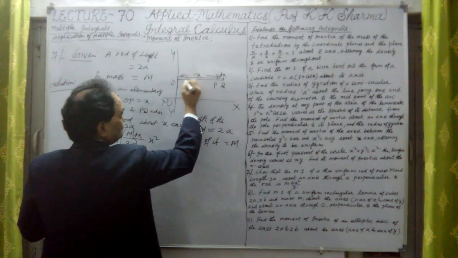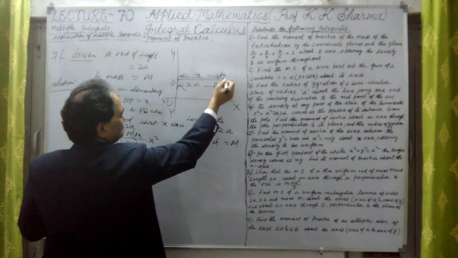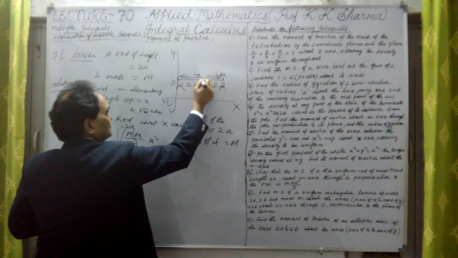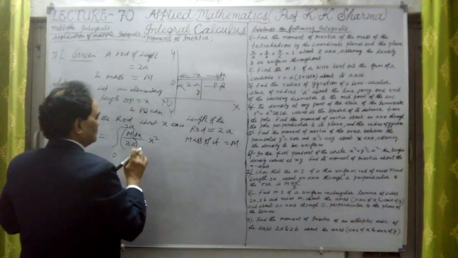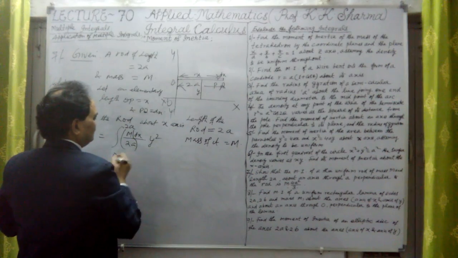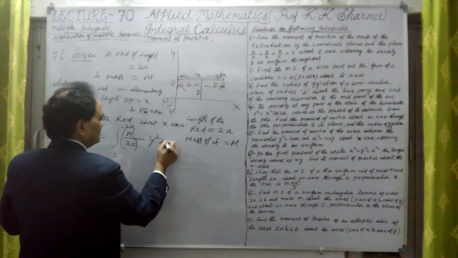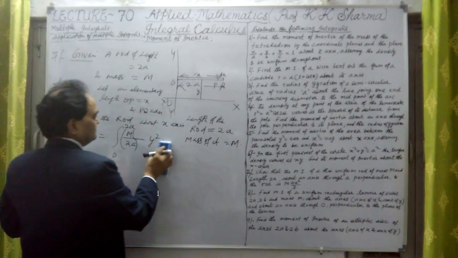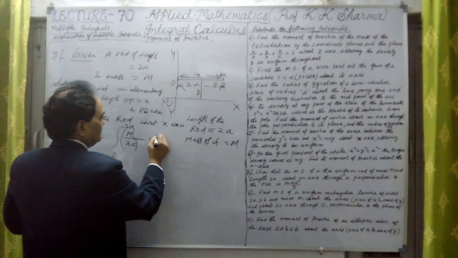Total length is 0 to 2a. If I find the limits, 0 to 2a is the total length. This is along the axis of x, and the perpendicular distance of this from the x-axis, suppose this is y, so it will be y square. This is y square, and here it is dy. I'm sorry, this is dy here. First is with respect to the x-axis, so this is y square into dy.